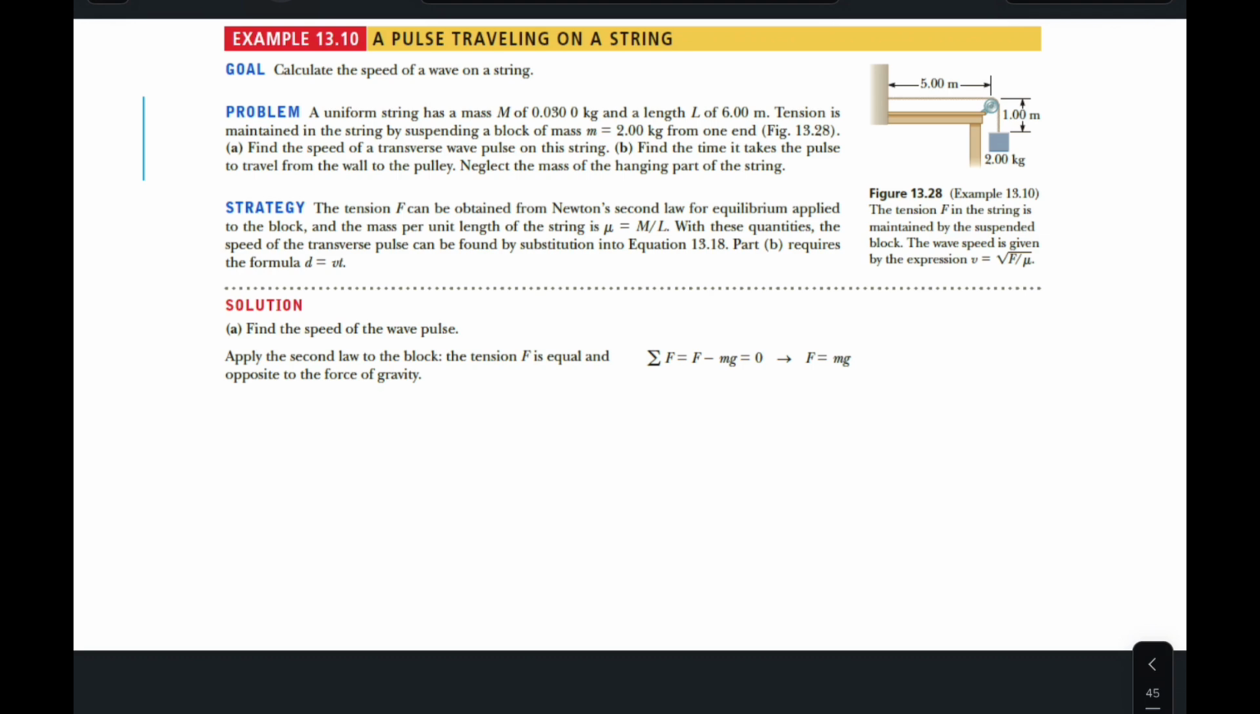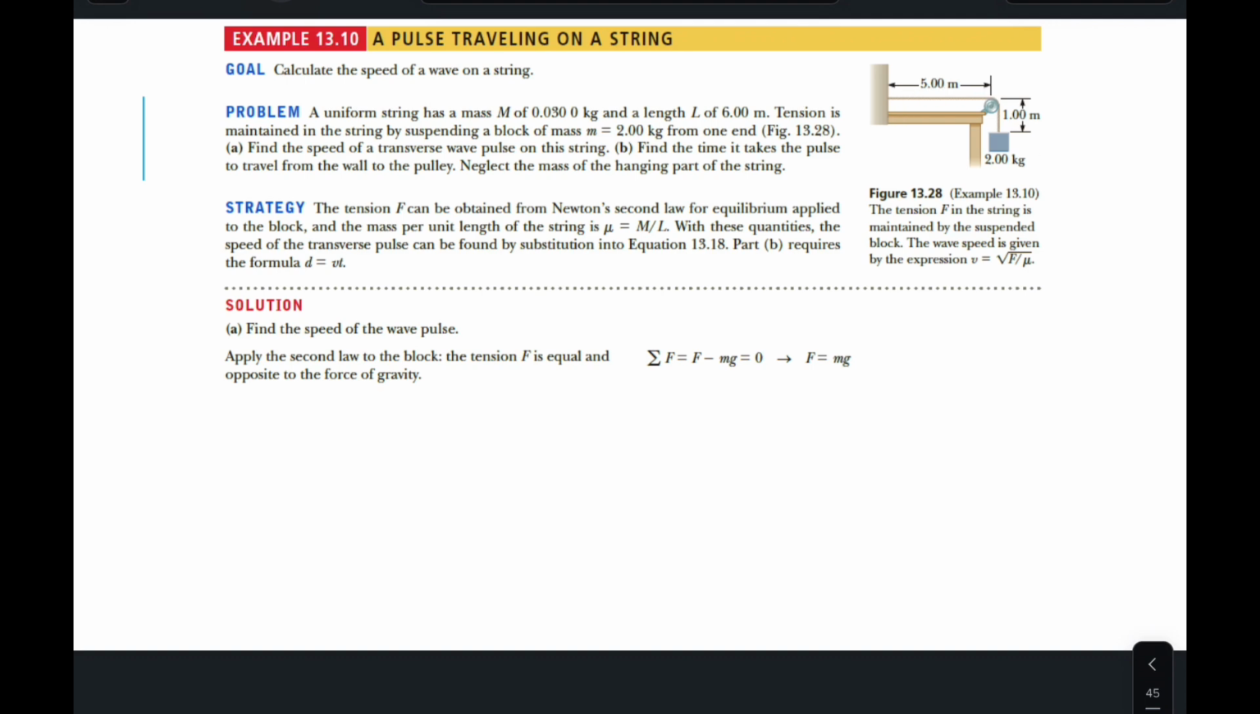Okay, take a look at this example. A uniform string has a mass of this and a length of this, and tension is maintained in the string by suspending a block of mass 2 kg from the end of the string. Find the speed of the transverse pulse on the string.